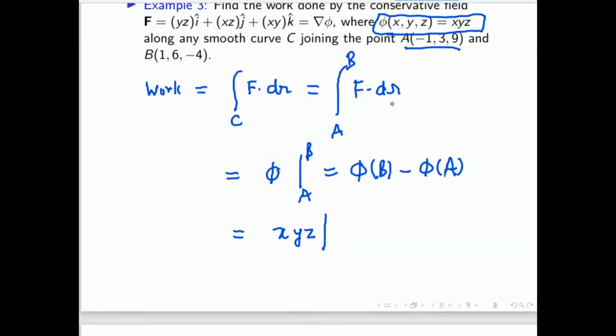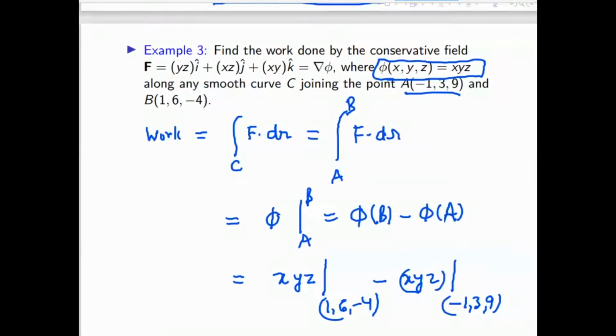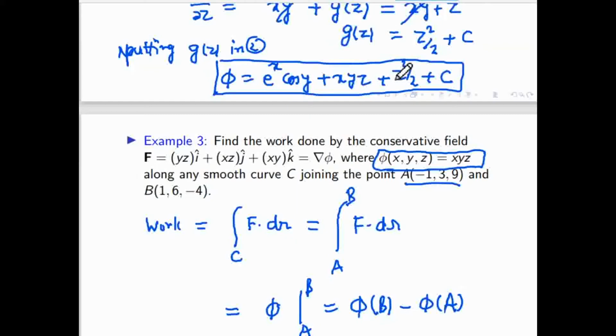First we apply the upper limit B: xyz at the point 1, 6, minus 4, minus xyz at the lower limit, minus 1, 3, 9. This upper limit minus lower limit, we can do only if the field is conservative. In this question phi is given. If it is not given, then like example 2 we have to find phi first. Once you get phi, then apply the limits. So I hope it is clear to everyone.